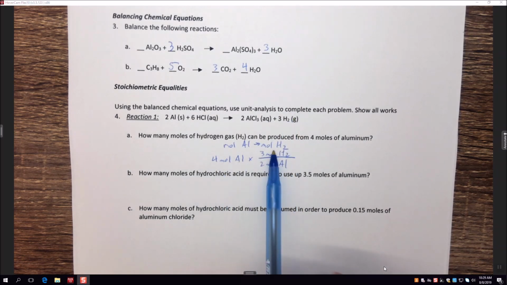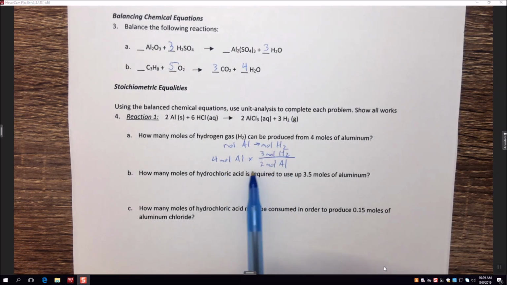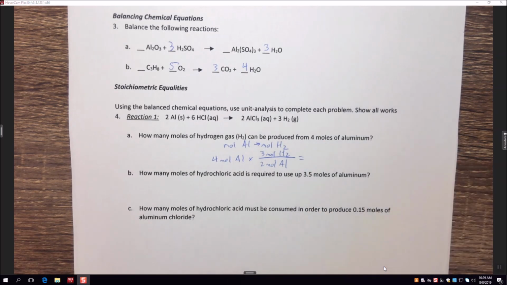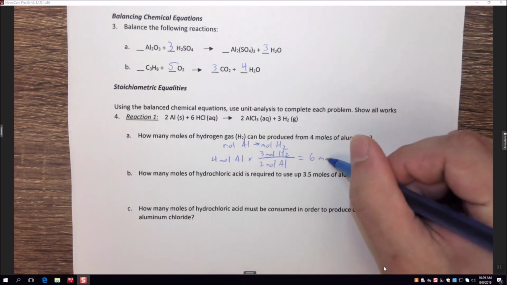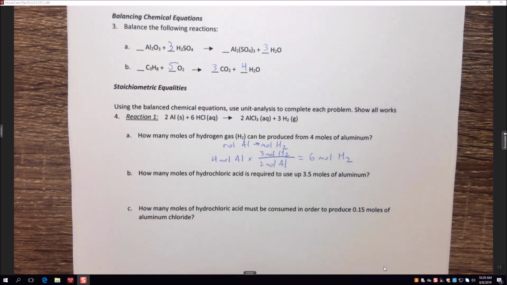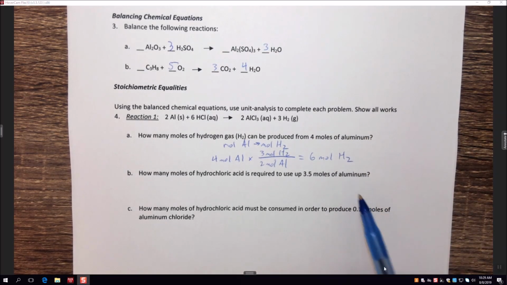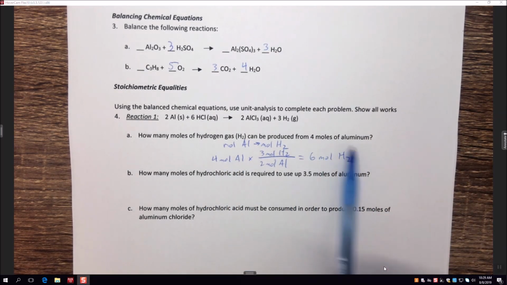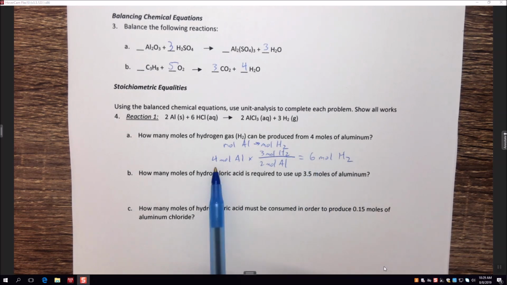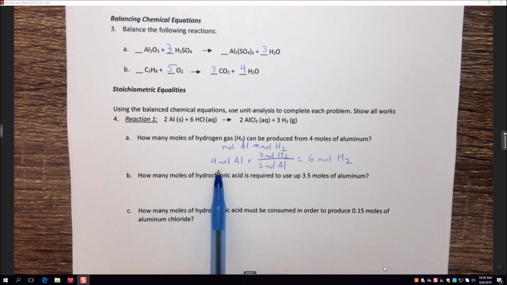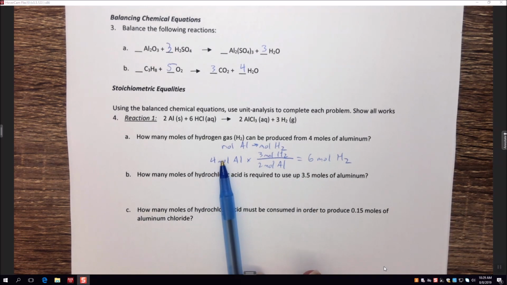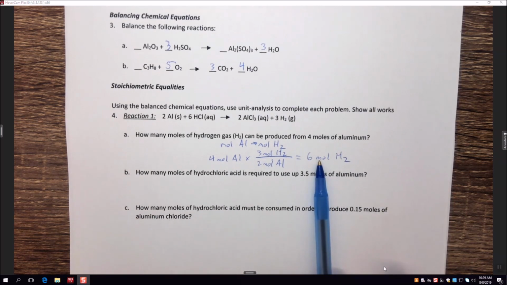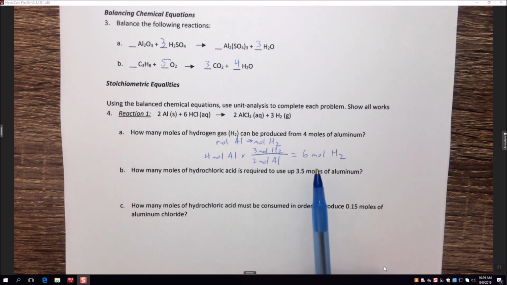So we multiply by the top and divide by the bottom. In this case, we actually have to do both because neither of them is a 1. And we find that for every 4 moles of aluminum, we can produce 6 moles of hydrogen. So said another way, every 6 moles of hydrogen that we produce, we need to use 4 moles of aluminum. This is important stuff to know for when you're performing a chemical reaction in a lab, and you need to know how much of your reactants you need in order to produce the amount of product that you want.